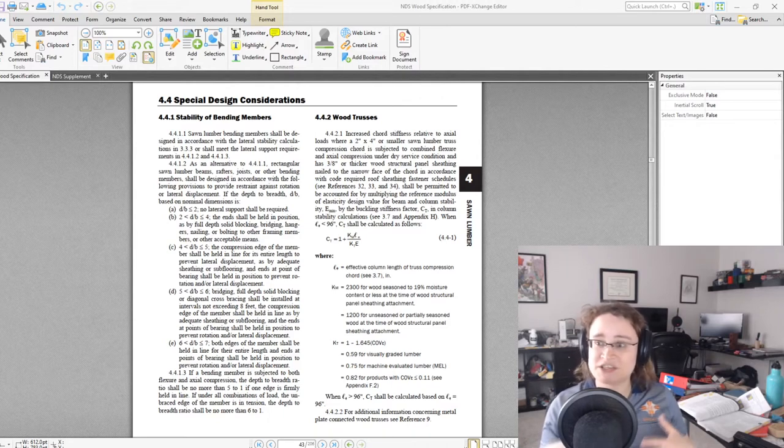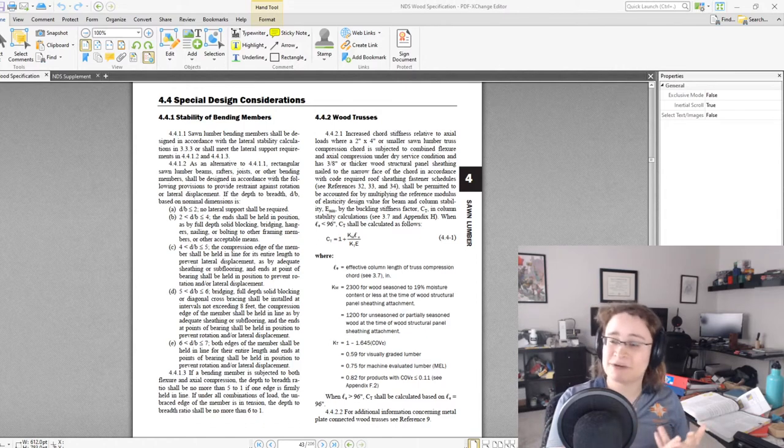Part B says that once the ratio exceeds 2 and up to 4, you need to brace the ends of the beam against rotation. Part C says that from 4 to 5, you need to brace the compression portion of the beam along its entire length and brace the ends against rotation. Part D says that from a ratio of 5 to 6, you have to brace the ends, brace the compression flange, compression edge, and provide full solid blocking or bracing no more than every 8 feet, so at least every 8 feet.